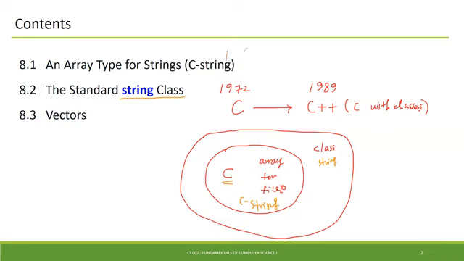So C string is very old-fashioned string manipulation, old style. And this is very new style. The string class is easier to use than C string. But C language is still used a lot.